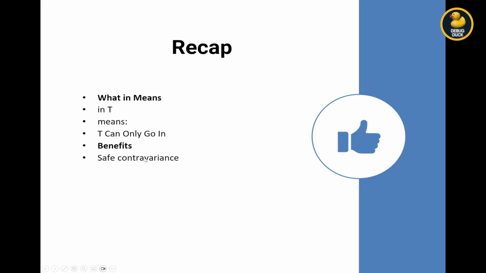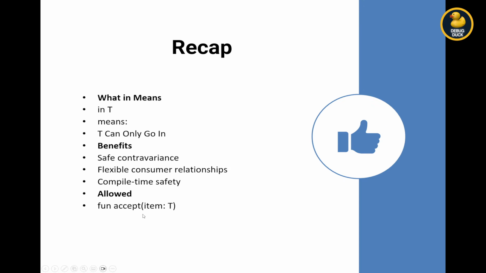The benefits: safe contravariance, flexible consumer relationships, compile-time safety. Allowed: fun accept(item: T). Not allowed: fun get(): T.